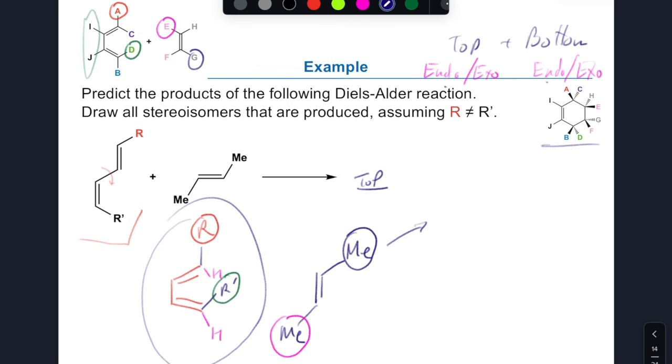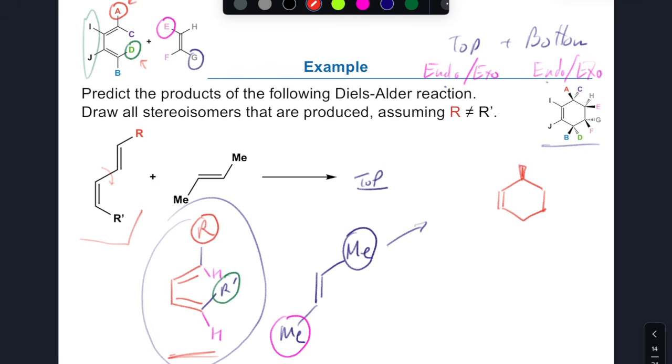So the first thing I'm going to do is draw out my product, which will just be a cyclohexene ring like this. And what I'm going to do with this template is add groups where they're appropriate based on what I've got on my starting material. Now from here, this is my dienophile, or my diene, excuse me. My diene only has something in group A and group D. So from the top, group A will be up.